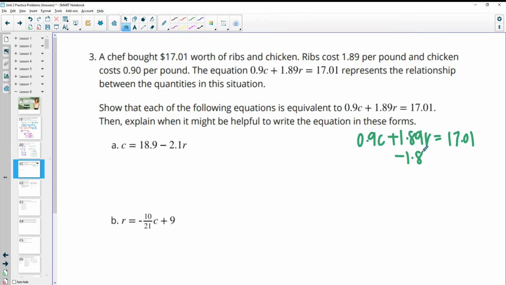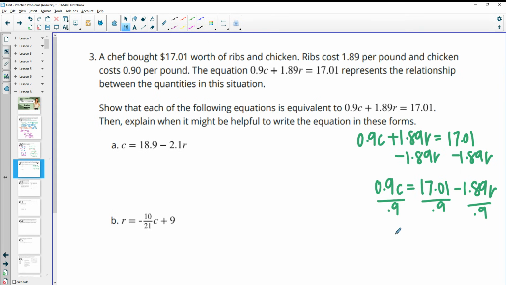All right, so we're going to subtract 1.89r from both sides. So then you get 0.9c equals 17.01 minus 1.89r. And I'm going to leave the r at the end because that's the way it is in this equation over here. Then we'll divide everything by 0.9. And when we divide by 0.9, we get 1c. 17.01 divided by 0.9 is 18.9. And negative 1.89 divided by 0.9 is negative 2.1r. So then those are equivalent. So we can see that they're equivalent from solving.